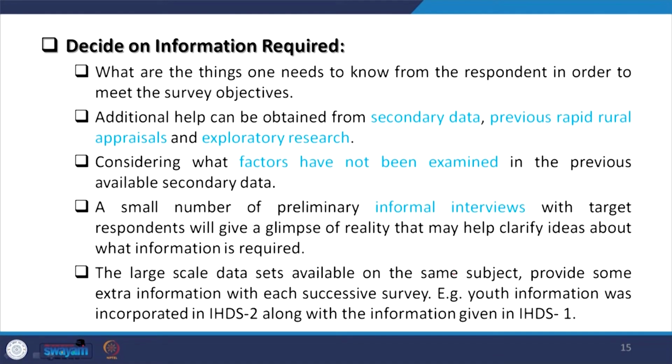First one is to decide what information we require for the questionnaire design. So, what are the things one needs to know from the respondent in order to meet the survey objectives? Then additional help can be obtained from secondary data or from previous rapid rural appraisals and exploratory research. Any additional secondary information must be obtained a priori to the questionnaire design, by considering what factors have not been examined in the previously available secondary data.